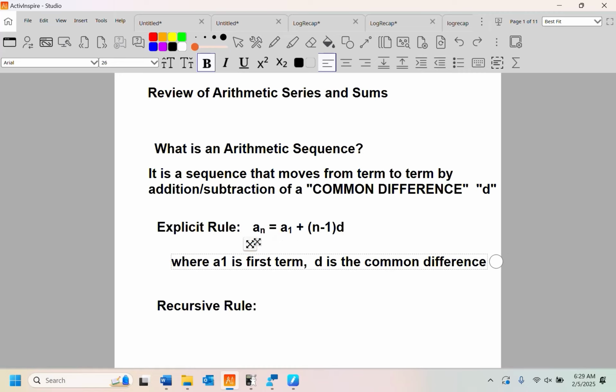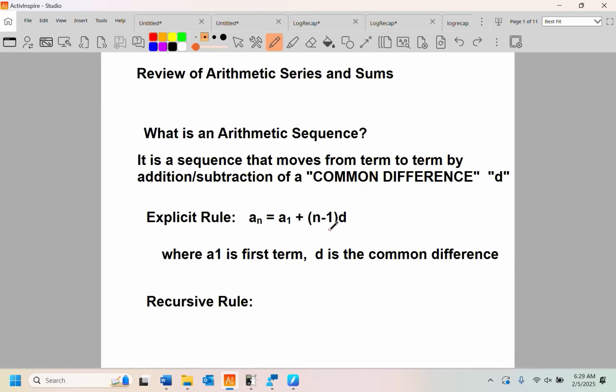All right, then we have the recursive rule. With the explicit rule, if you plug a number in, you get something back. The recursive rule is where you have to think, all right, I know that I'm going to add 2. What's the 10th term? So you add 2 ten times. That's what a recursive rule is. A recursive rule is a piecewise function. You are the first term if you're located at position 1, and you're the previous term plus the difference if you're at a term greater than 1.